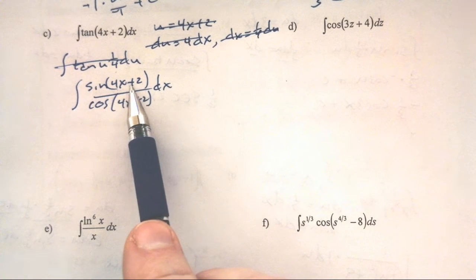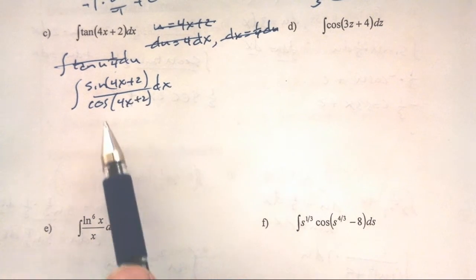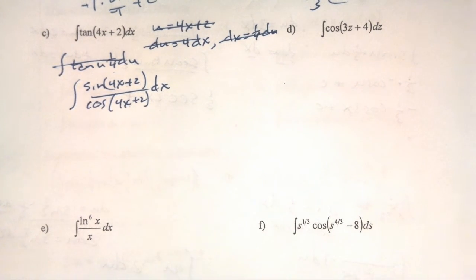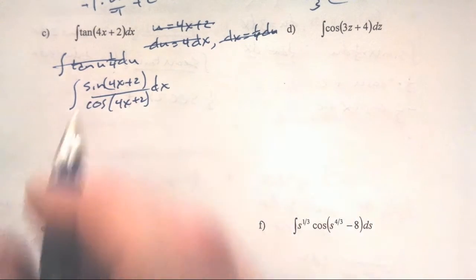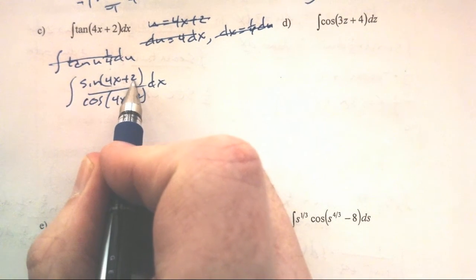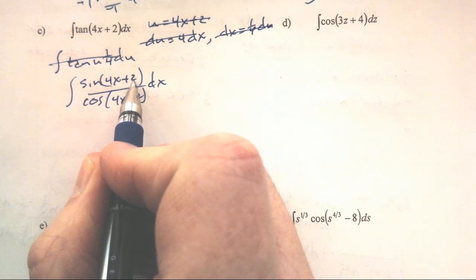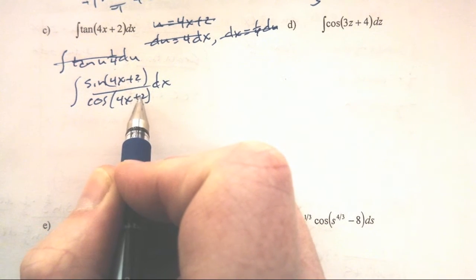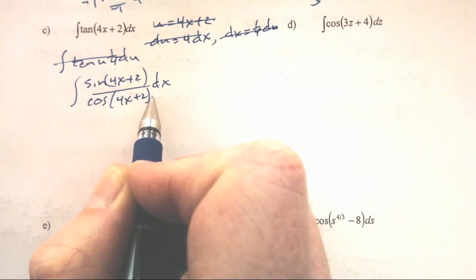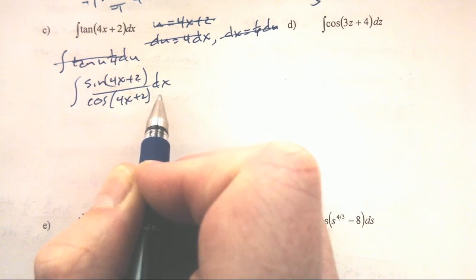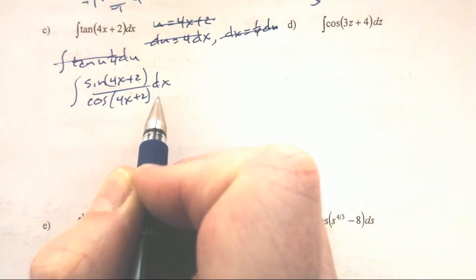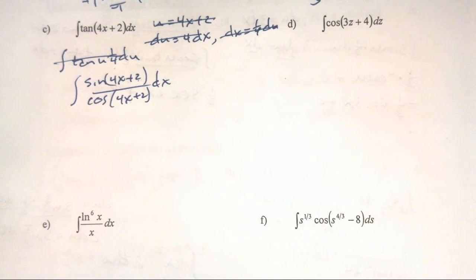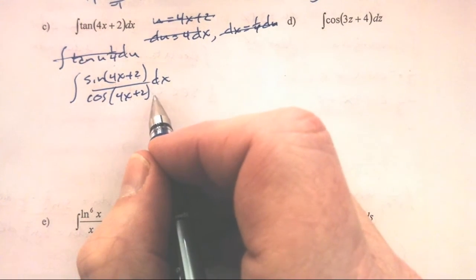Maybe u could be sine of 4x plus 2, maybe u could be cosine. Listen to this really closely. If I choose u to be sine of 4x plus 2, the derivative would be cosine of 4x plus 2, that's good, times the inside derivative 4, that's manageable, times dx, but dx would be in the denominator of that. I'd need dx to be in the denominator there.